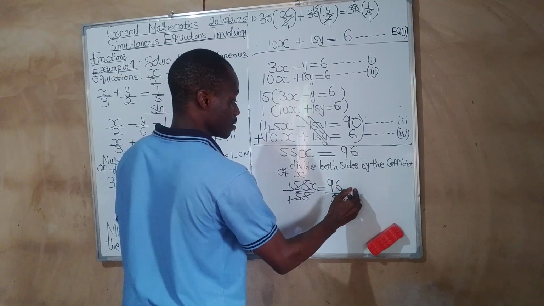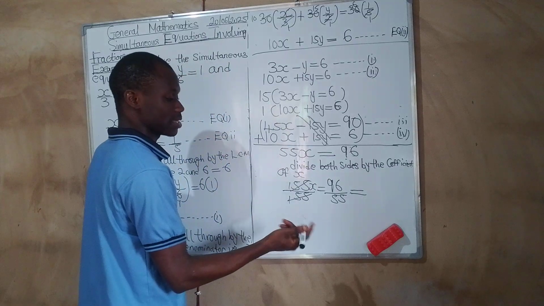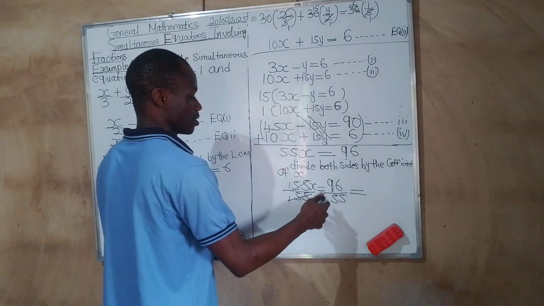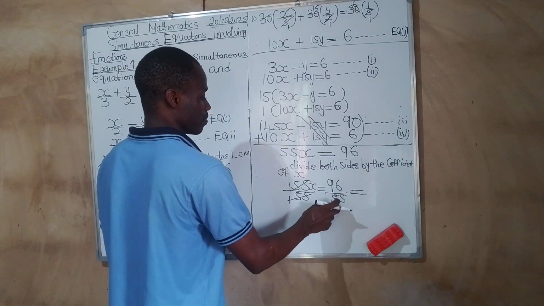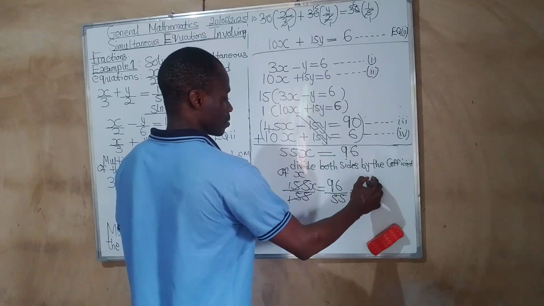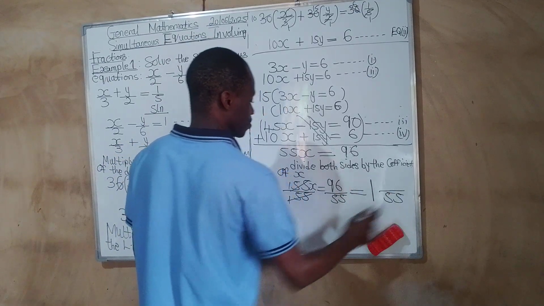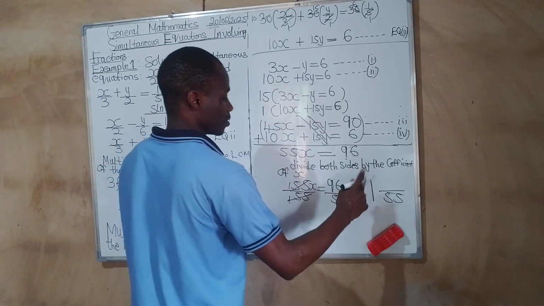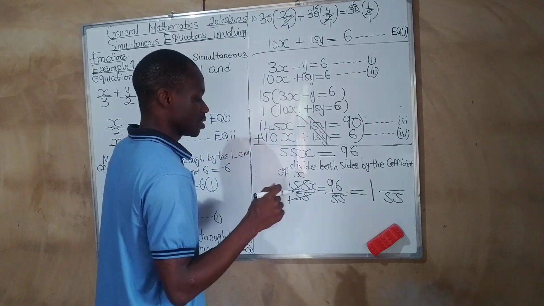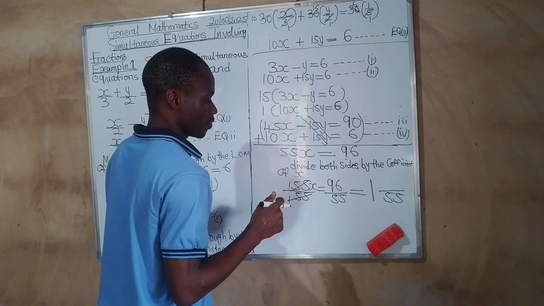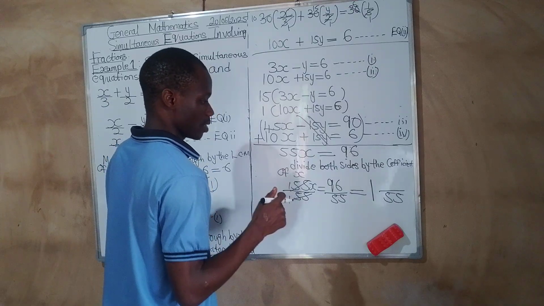But in case it's an objective, you might see different answers, so you reduce to the lowest term. So 55 and 96 will give us 1. So you subtract 55 from 96 to get the remainder. And that should give us 41, right?